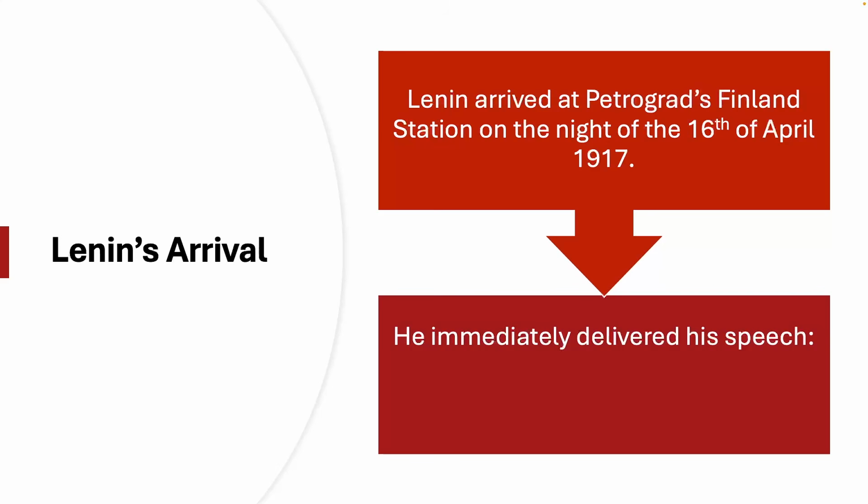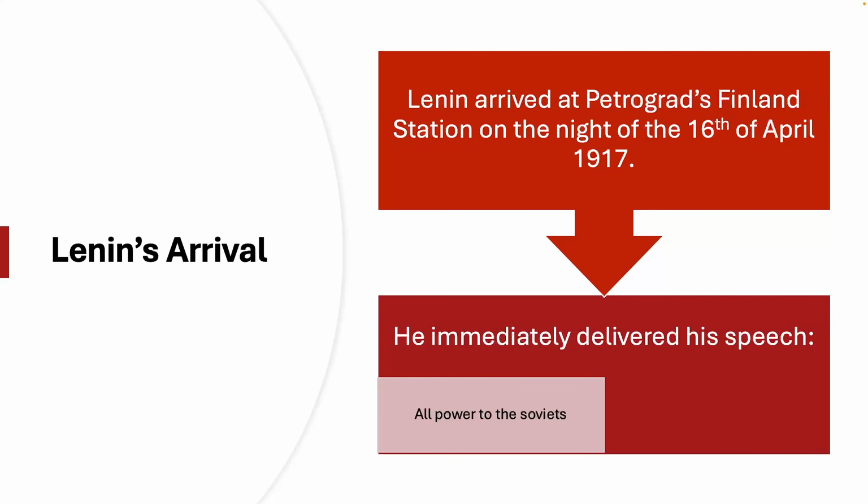The speech was particularly fiery, and it denounced the provisional government, called for all power to the Soviets, and advocated the immediate withdrawal from World War I. It demanded land, peace, and bread, the three cogent parts that form the core of the April thesis. Peace, of course, meant withdrawing from World War I. Land meant redistributing land to the workers and the peasants. And bread meant actually being able to eat, fundamentally.